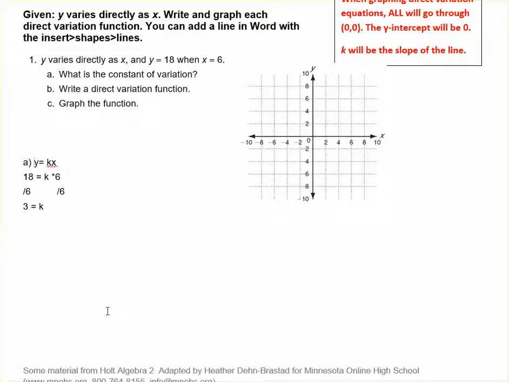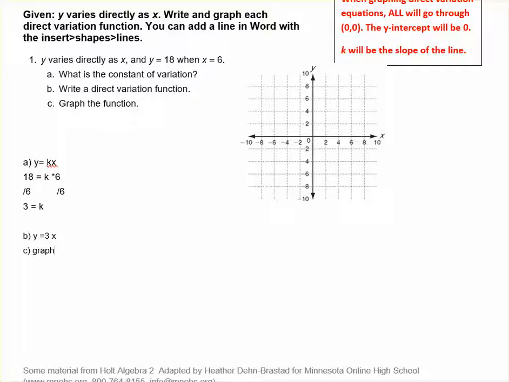Then for B, it says write the direct variation equation. All you need to do is replace k in y equals kx with what we just found it is equal to. That's the direct variation equation. And then for C, you have to graph it. This is pretty easy to graph. We know it's going to go through 0, 0, and then the slope is a rise of 3 and a run of 1.